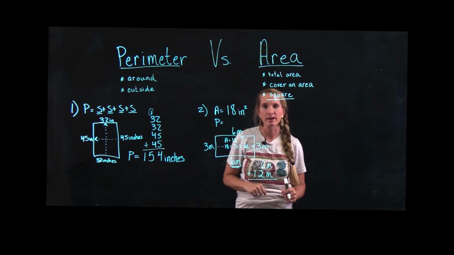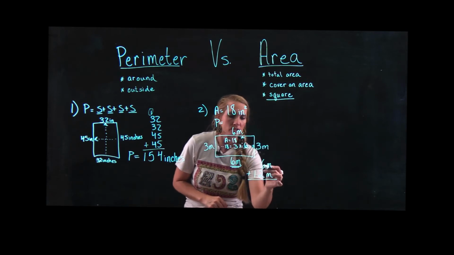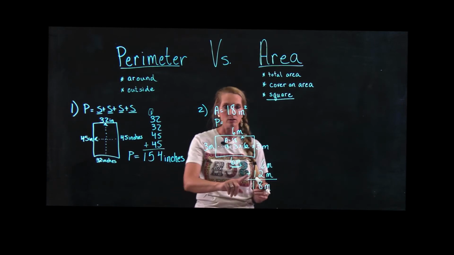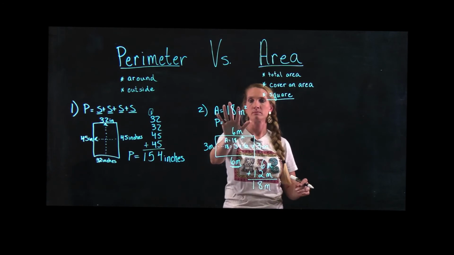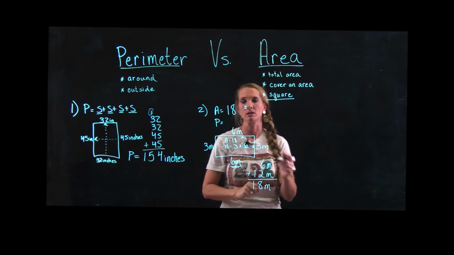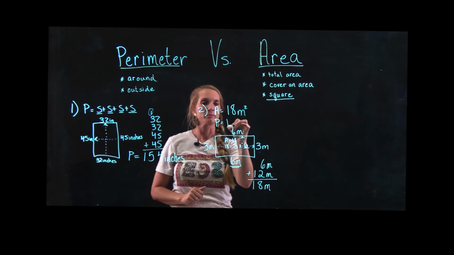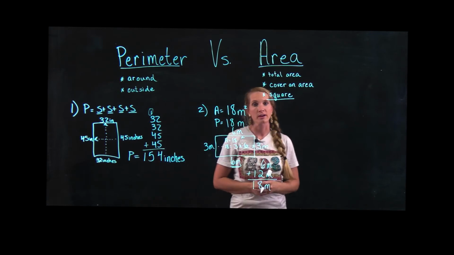Miss Dyer's just going to write out the steps that I would do just because I'm showing you. So 6 plus 12 is 18 meters. Now, this should be meters squared. So now my perimeter is 18 meters, and it's not squared.